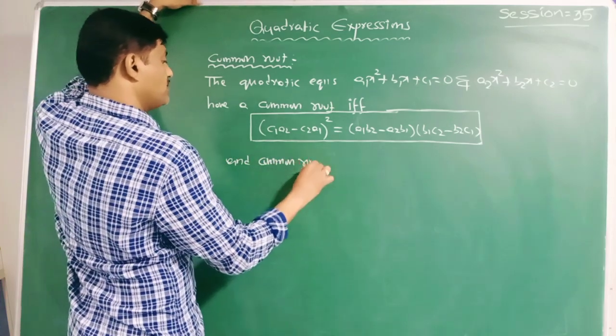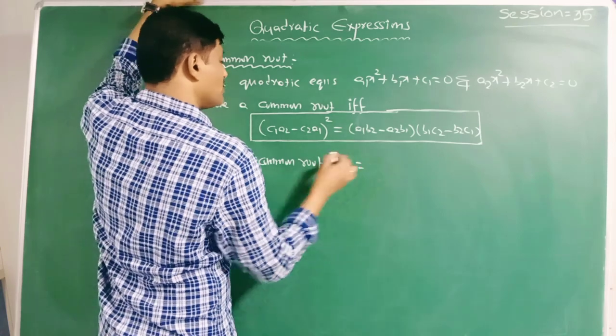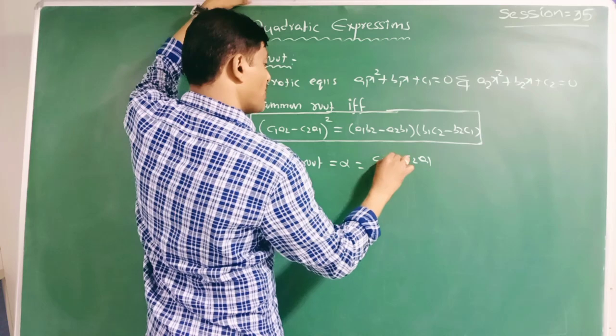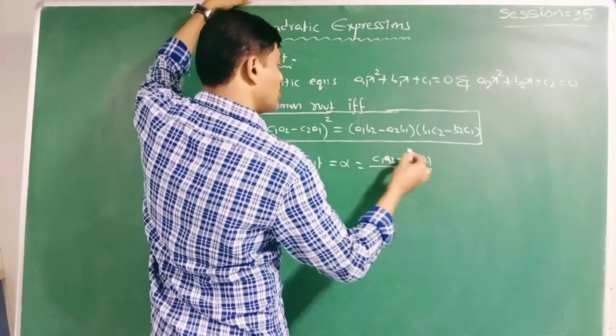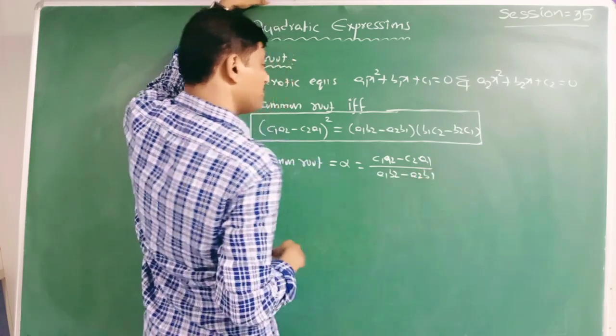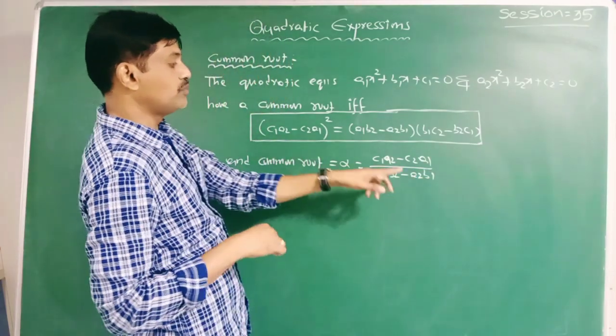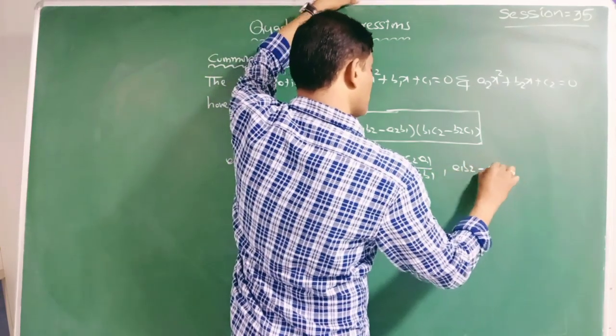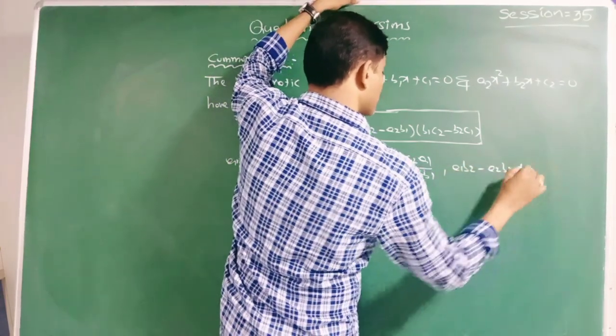As for the common root, if you say alpha, the common root is equal to (c1a2 minus c2a1)/(a1b2 minus a2b1). This is not equal to 0, since here a1b2 minus a2b1 is never 0.